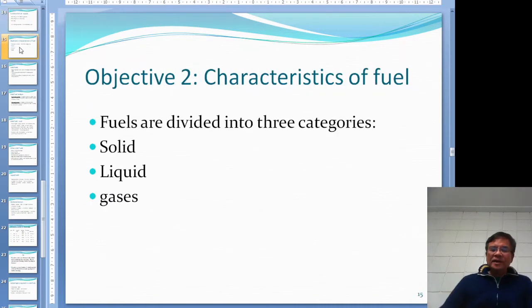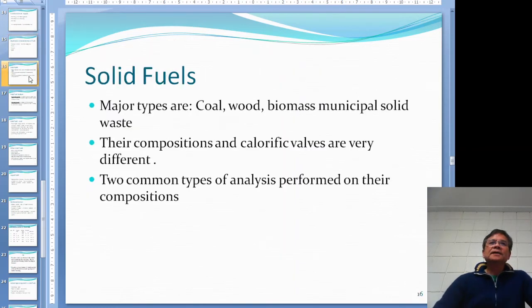Now, objective two, we just take a look at different types of fuel. Okay. Now the solid fuels, the most important one is coal. According to statistics, we still have 1,000 years of supply of coal in the ground. But right now, nobody wants to burn it because it produces CO2, which is a greenhouse gas. Okay. Now the other one is wood. The wood chips from the forest products, the biomass, and the municipal solid waste, they can burn these. Their calorific values and compositions are really different. So even if you say coal, even for one type of coal, depending on the concentration of a certain thing, the heat value is a whole lot different.